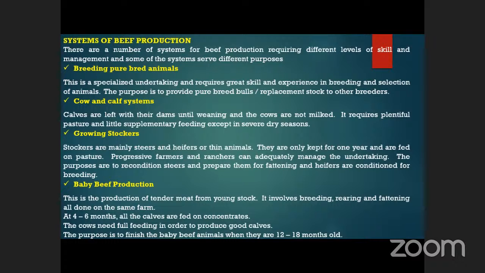You remove them, take care of them separately. 18 months, that is 1 year and some few months. 12 months, that is a year. When it is 1 year old, you separate it away from its mother and you take control of it. I hope this page is kind of okay.